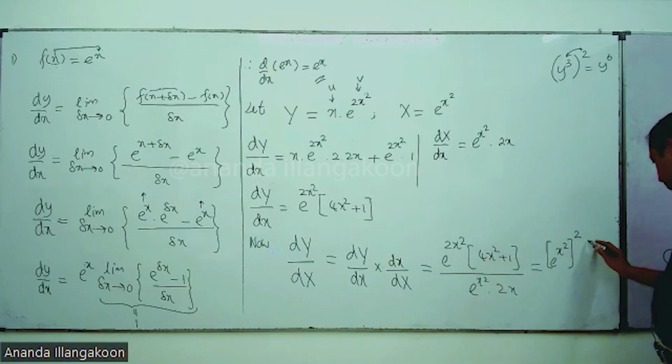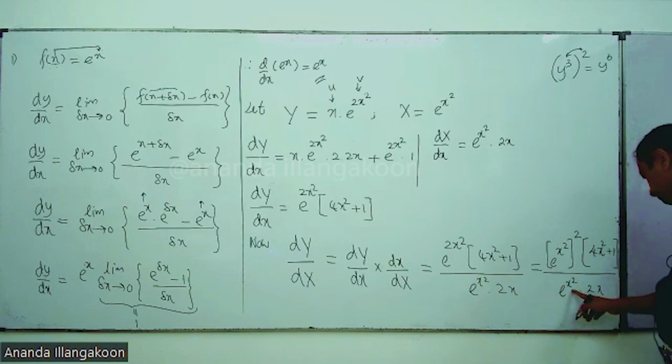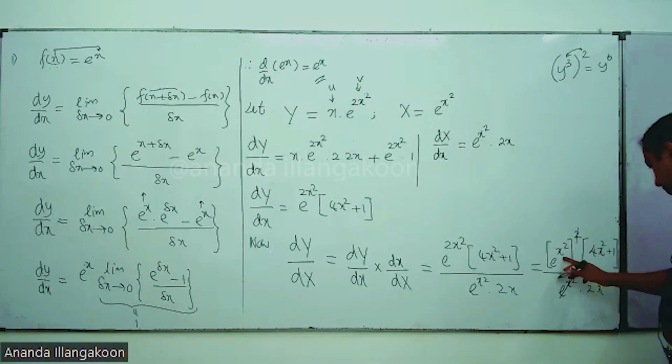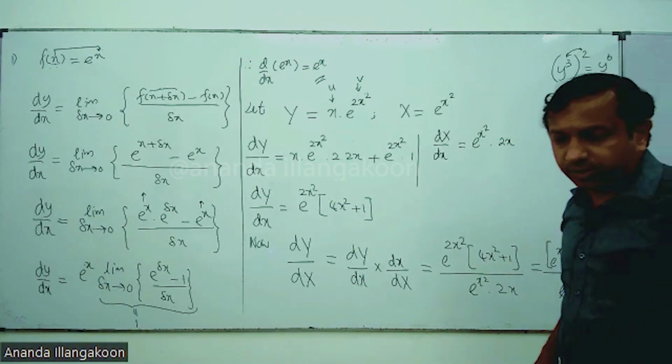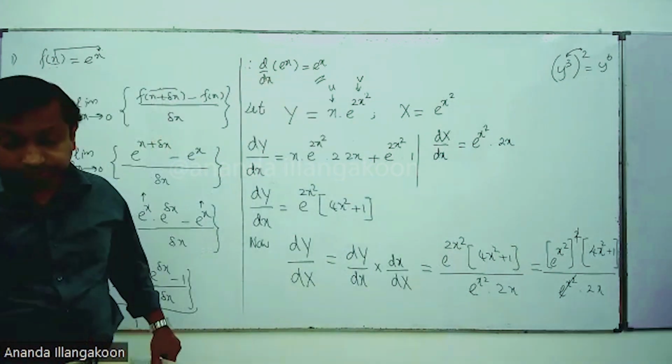Now, within the second bracket, 4x squared plus 1, divided by e to the x squared into 2x. Here we have e to the x squared. Here we have e to the x squared to the power 2. That means e to the x squared into e to the x squared. One e to the x squared we can cancel down with this. Then we get the required answer. Understood? Then we get the required answer. Right?